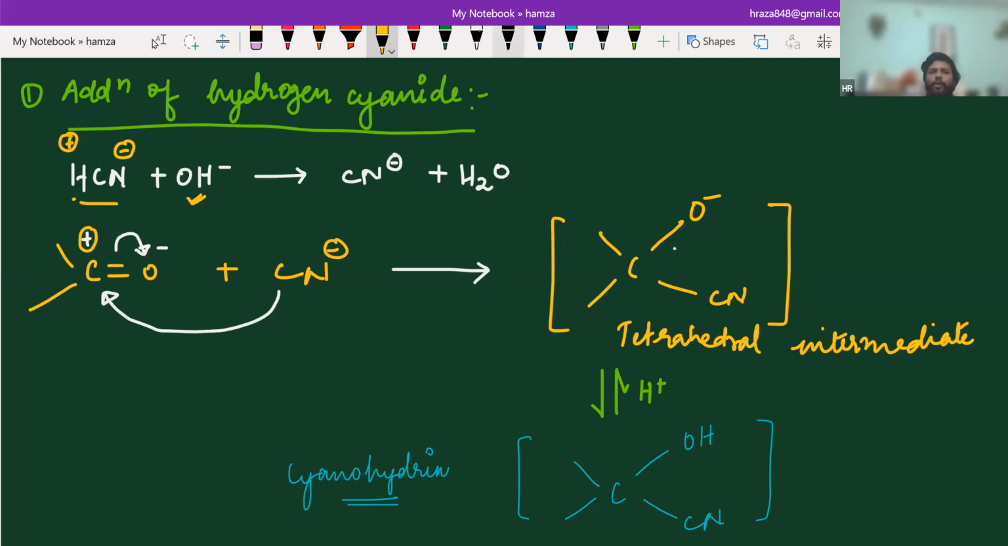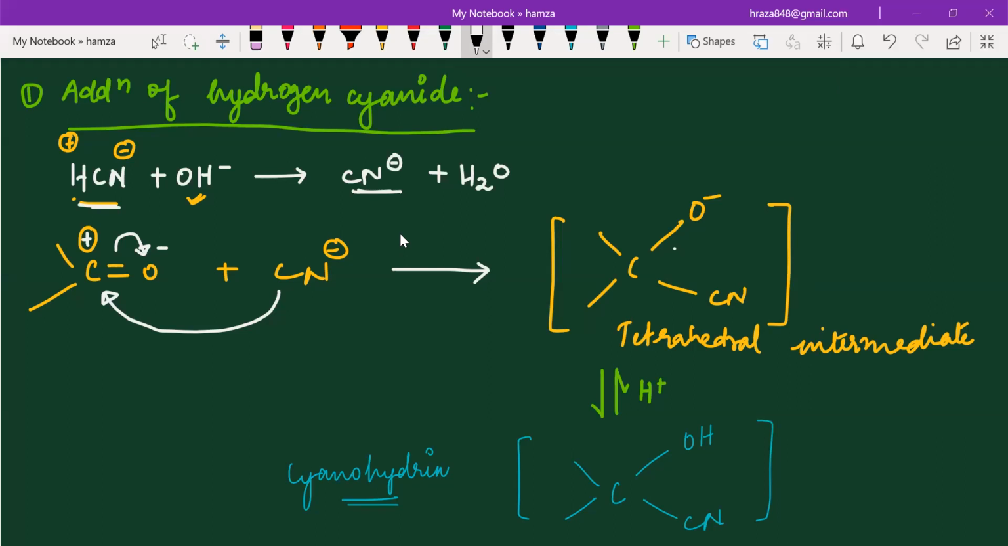There might be a question about this: why is hydrogen cyanide converted into cyanide ion? Why didn't we use HCN? Because HCN is very less reactive and it's not a good nucleophile. That's why we converted it into cyanide ion and then reacted it with carbonyl compounds, aldehydes and ketones. Please do write it and let me know.